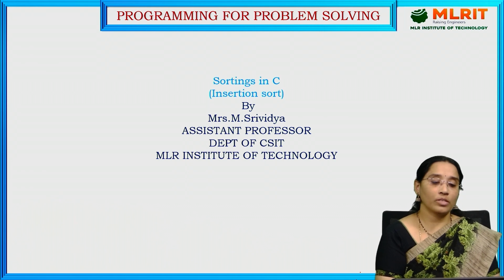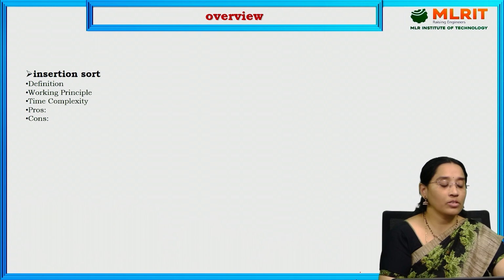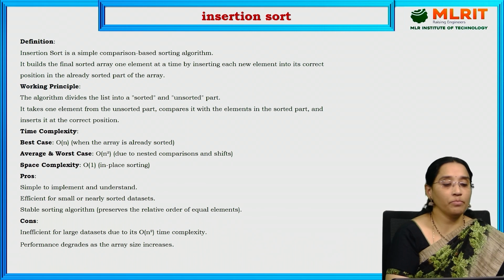Today I am going to discuss insertion sort in C programming. What is insertion sort? The definition of insertion sort, the working principle, and the time complexity of insertion sort. The definition of insertion sort is a simple comparison based sorting algorithm. It builds the final sorted array one element at a time by inserting each new element into its correct position in the already sorted part of the array.